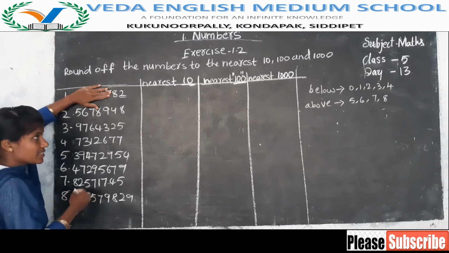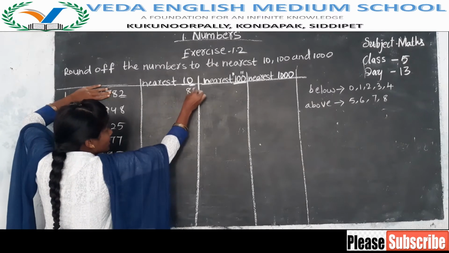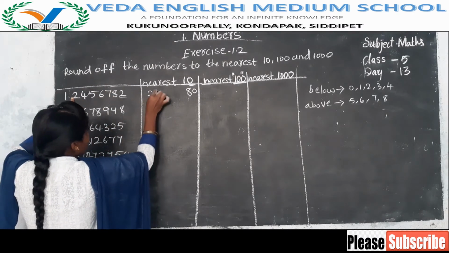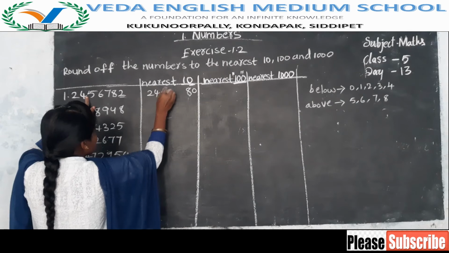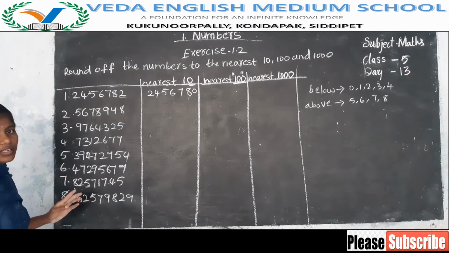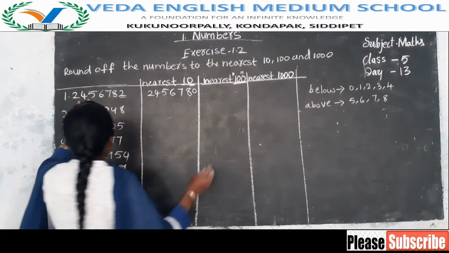You have to write the number as it is, and in the ones place you have to write 0. 8, 0, and write the remaining numbers as it is. 2, 4, 5, 6, 7, 8, 0. Nearest tens has completed. Now, nearest hundreds.